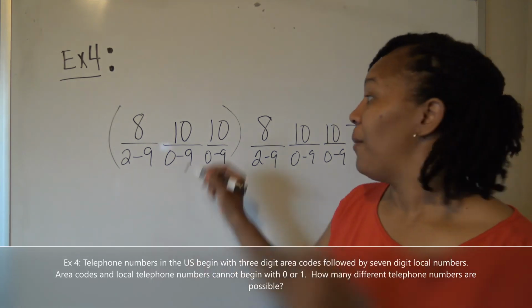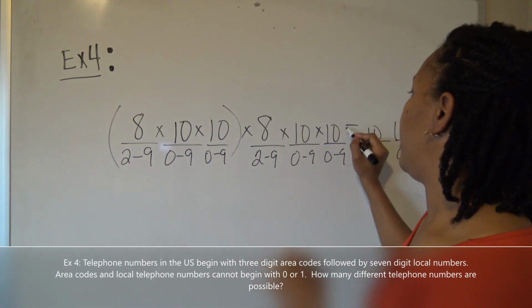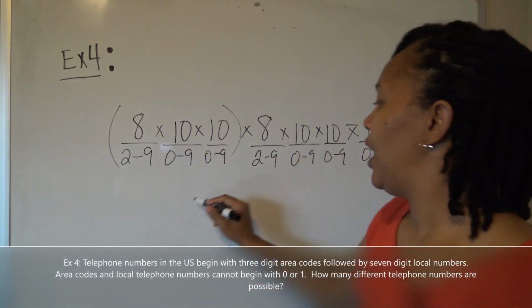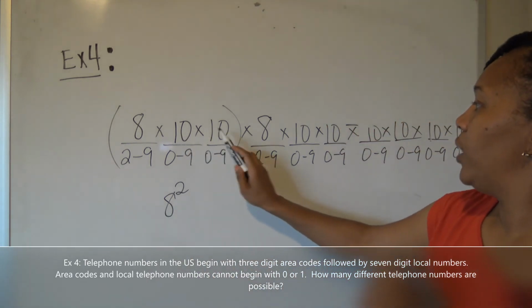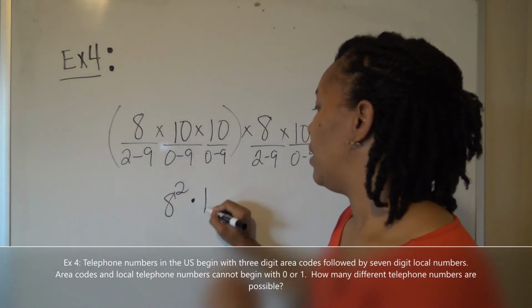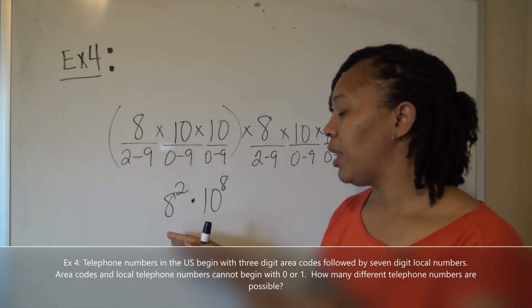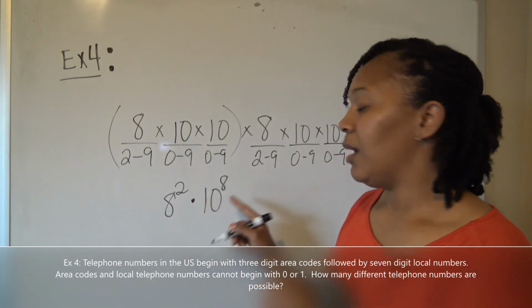And so you end up multiplying all of these, because this is how many options you have for each of those digits. So you end up having 8 times itself twice, so that's 8 to the second, and 10 times itself 8 times. So times 10 to the 8th power, 10 times itself 8 times. So this is what you'll multiply: 8 to the second, which is 64, times 10 to the 8.